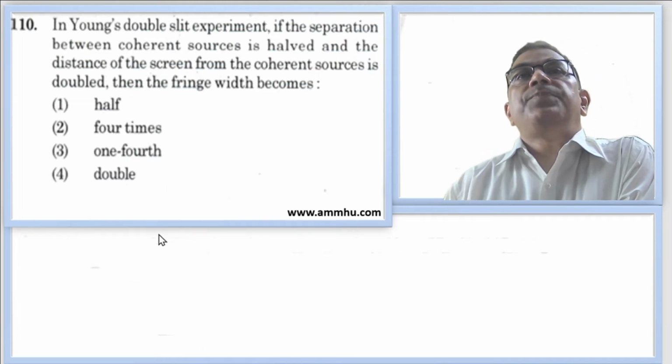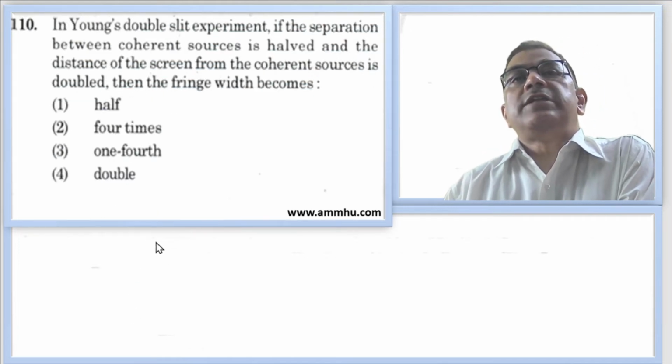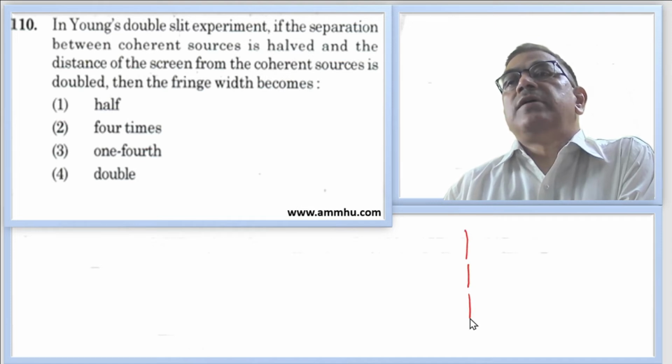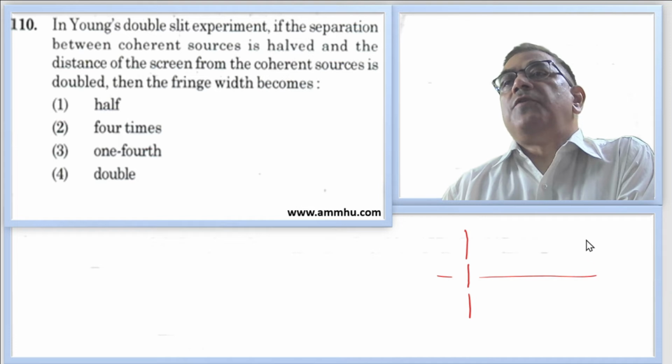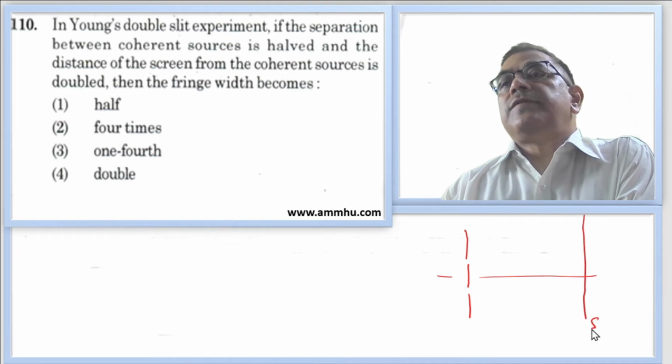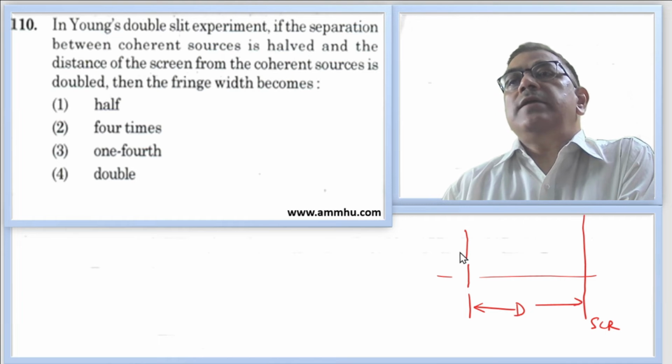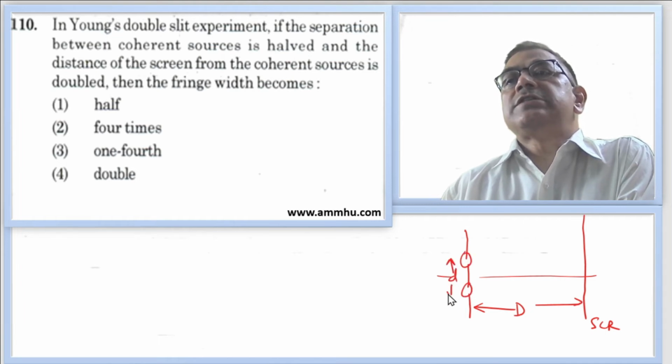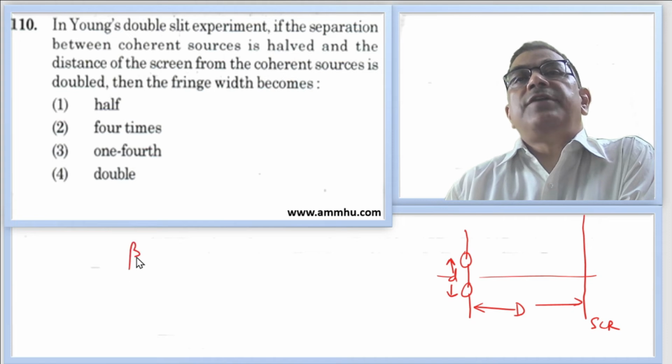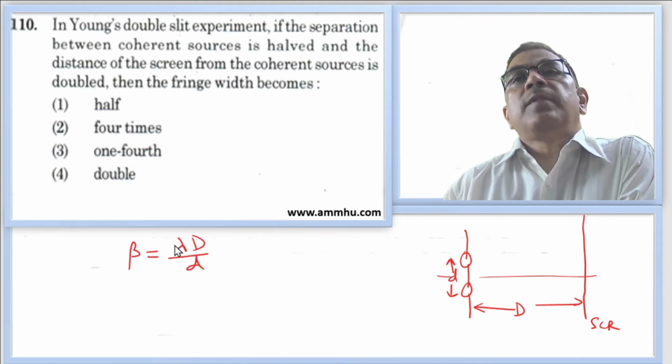Now let's come to the next problem. In the next problem, this is Young's double slit experiment. You're already aware of all the related information. This is a screen, capital D. These are the two monochromatic sources for us. The separation is a small d. The fringe width is given by lambda capital D by small d. And over here, if you see carefully, what has been done? Capital D is doubled.